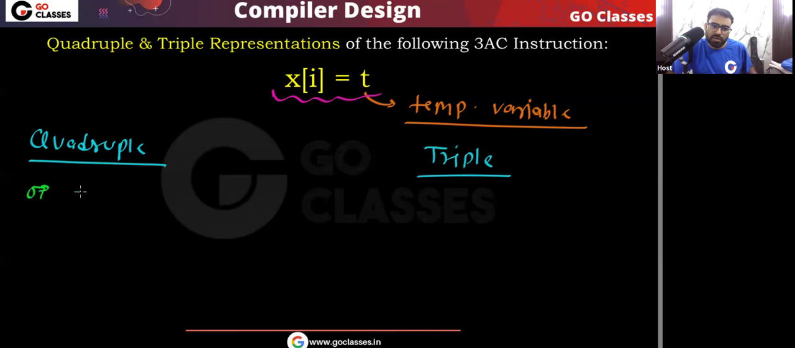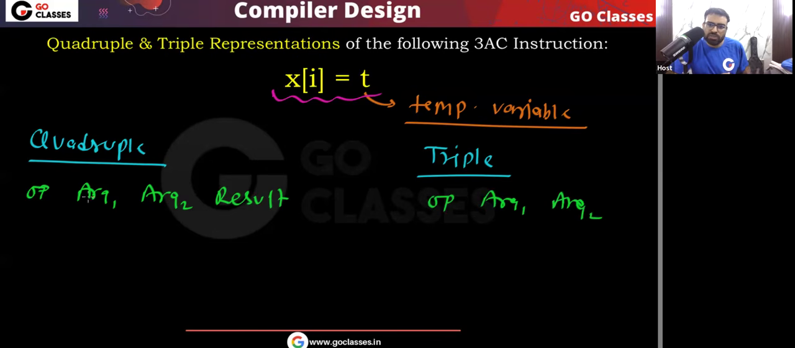Is this point clear? Operator, argument 1, argument 2, and result in the quadruple. And in the triple we have operator, argument 1, argument 2. So notice that when we were having x[i] equal to y, before storing the right side value to the left side location, first we need to compute this location. Yes or no? So remember, here again we need two entries. The first entry will compute the location, and that location let's store in some temporary variable, let's assume t1.